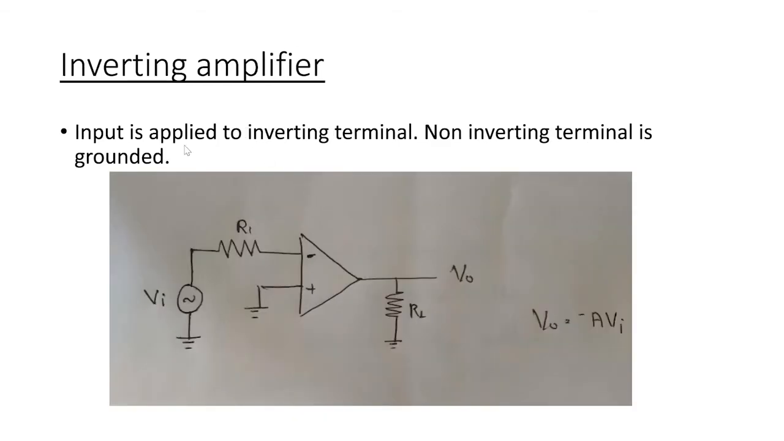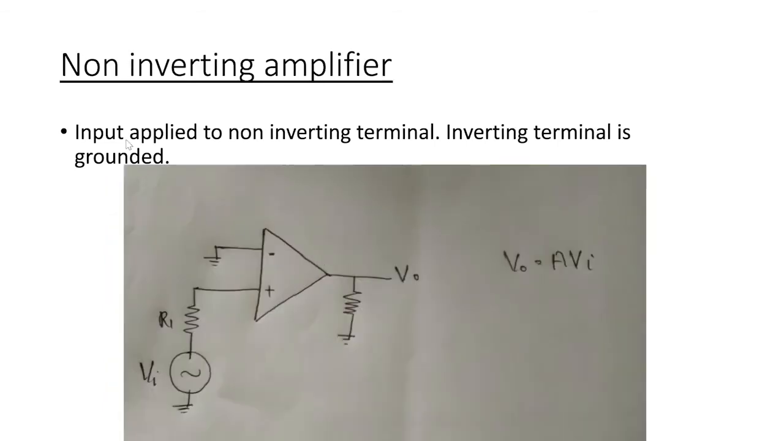Inverting amplifier. Input is applied to the inverting terminal. The non-inverting terminal is grounded and the input is given to the inverting terminal. Then the output voltage is equal to minus A into Vi.